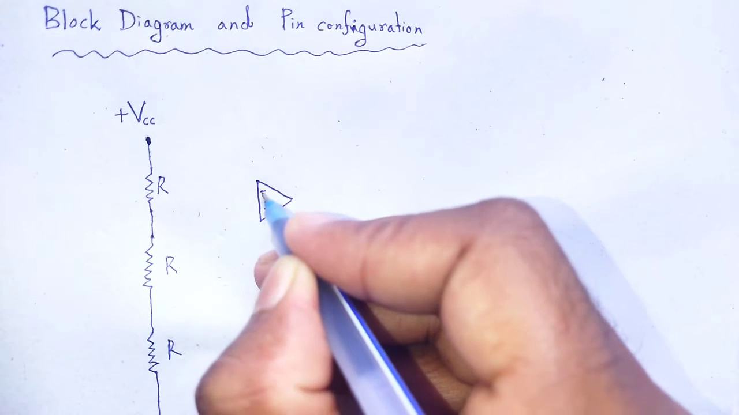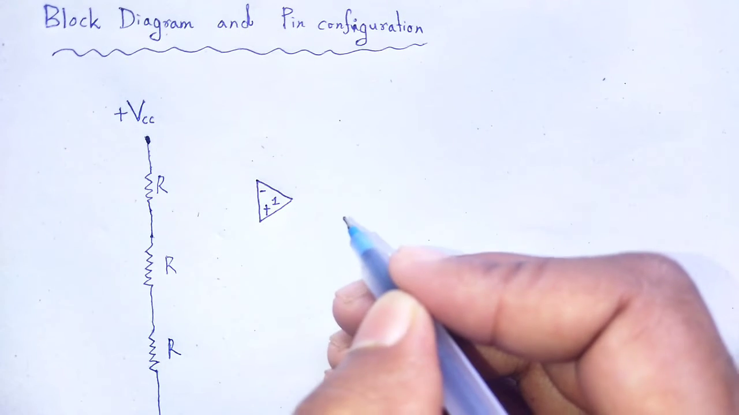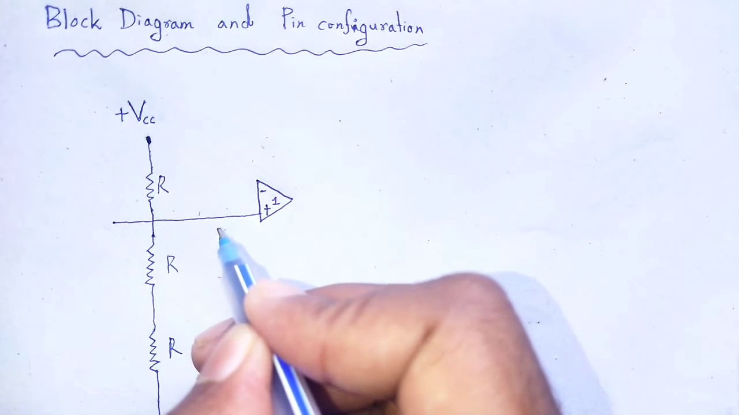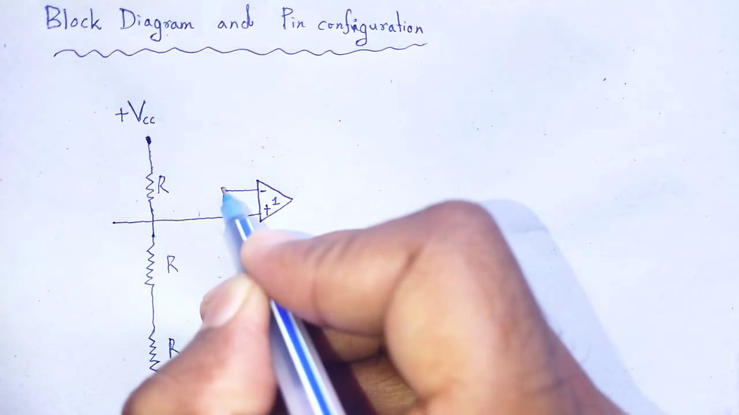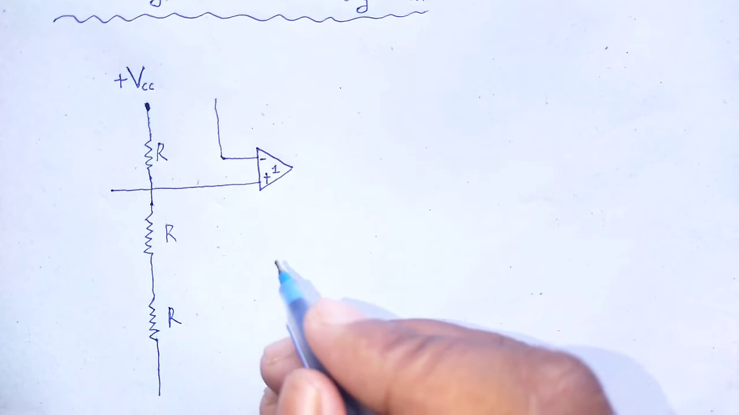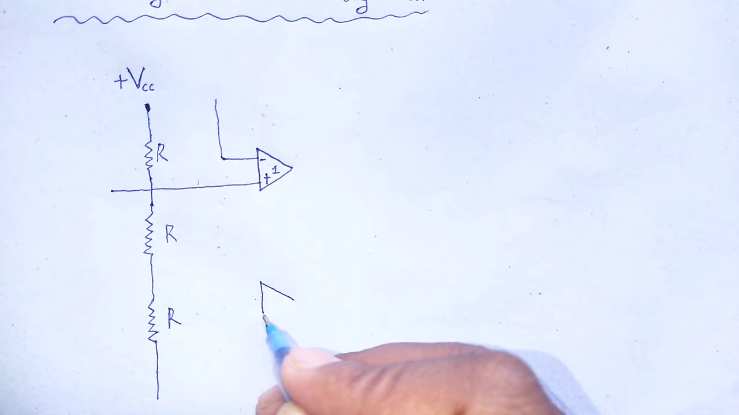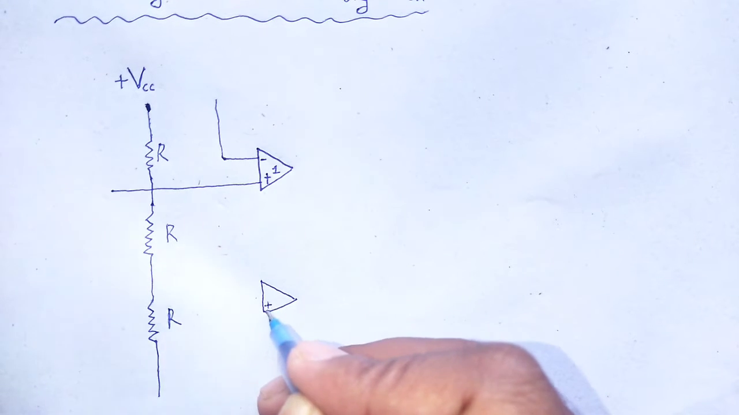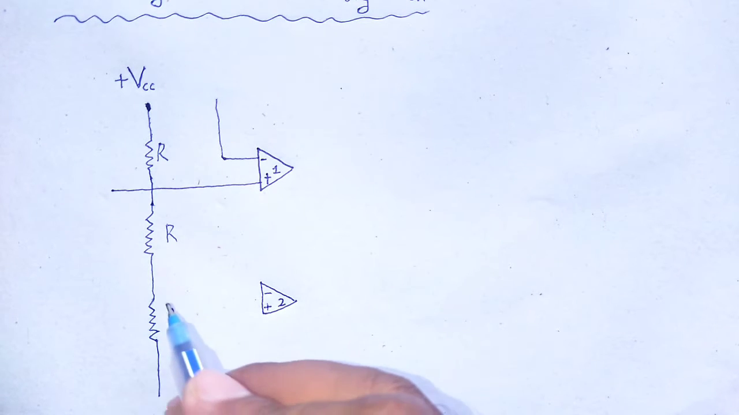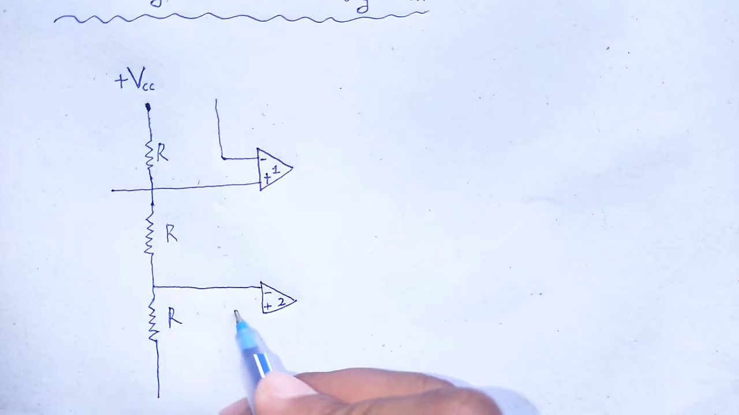Negative, positive. Let this be comparator number 1. Another comparator, that we also call an operational amplifier, op amp, plus minus. This is the second comparator, with another terminal.